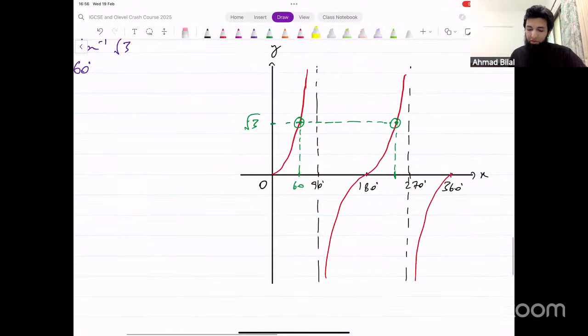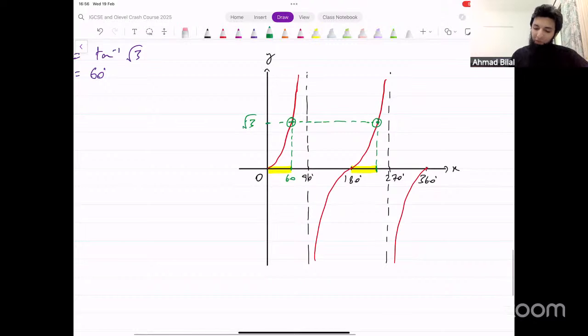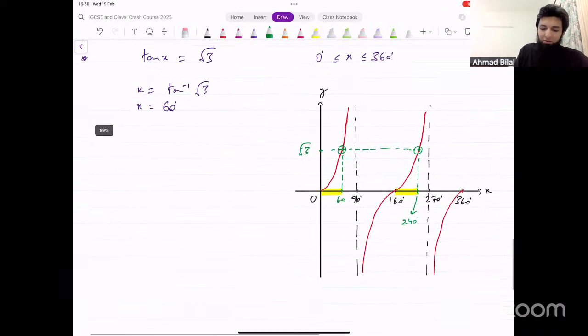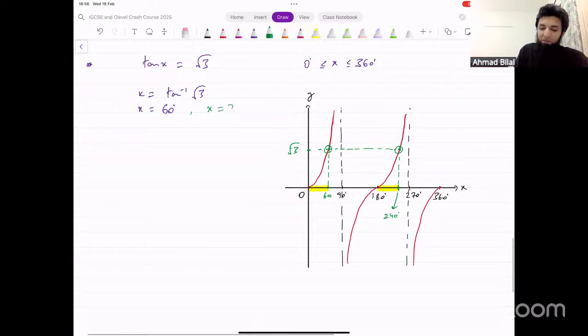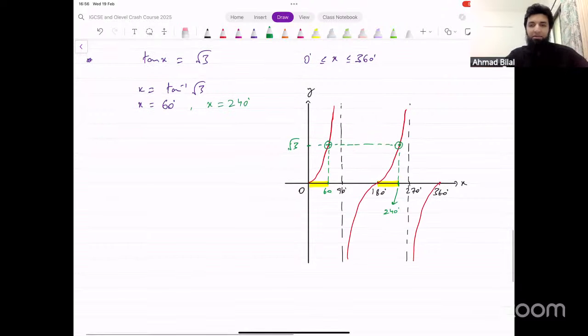Let's think about it. This was 60 units away from origin. This is also 60 units away from origin. What is this value going to be? 180 plus, this is 60 units away from 180 degrees. 180 plus 60 gives us 240. So this other solution, therefore, is going to be x equals 240. One is x equals 60, and the other is 240. These are the two solutions that we have here.